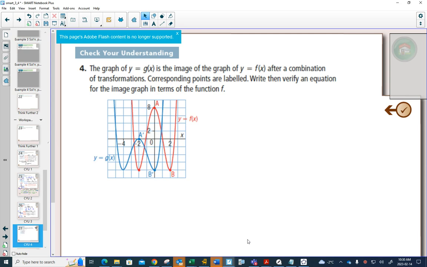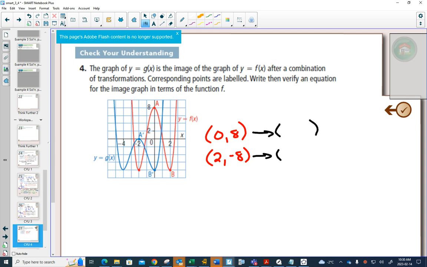So it's a working backwards question, like we did before. And what we did before is we said, well, let's take our 2 points. If I take A, which is (0, 8), and B, which is (2, -8), and I do my transformations, there'd be 2 sets of arrows, and we would end up with, on the blue graph, (-2, 0) and (0, -8).